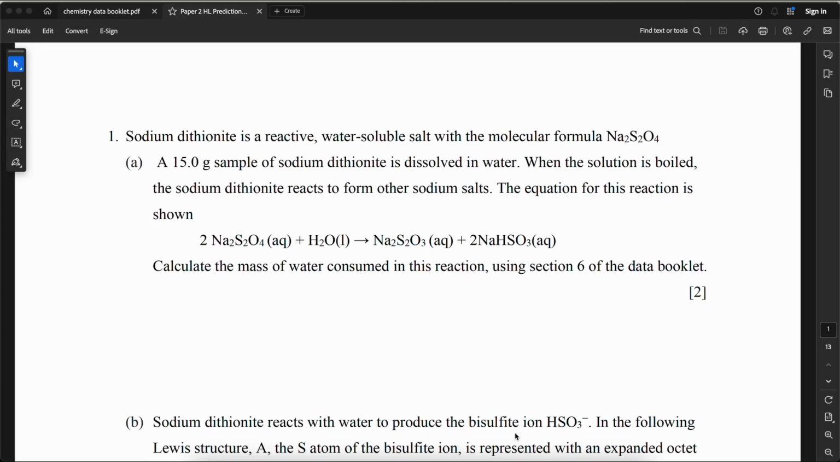Today I'm going to explain another example of Paper 2 Higher Level prediction questions. Again, it is not 100% guaranteed that this question will appear in the exam. Rather, you can think of this as a mock exam to check whether you are ready for the exam, or to investigate what kind of topic you're still struggling with, so you can go back and do the revision.